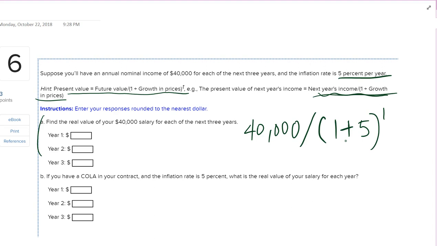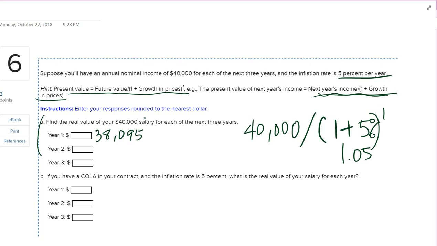1 plus 5%. So watch out for this because it's not 6, it's 1.05. Right? So 5% is 1.05. Does that make sense? So 1 plus 5%. You've got to watch out for that. It's very tempting to look at that and go, oh, it's 6. It is not. It's 1.05. So we're going to divide 40,000 by 1.05. And I'll go ahead and help you out with that. You're going to get $38,095.